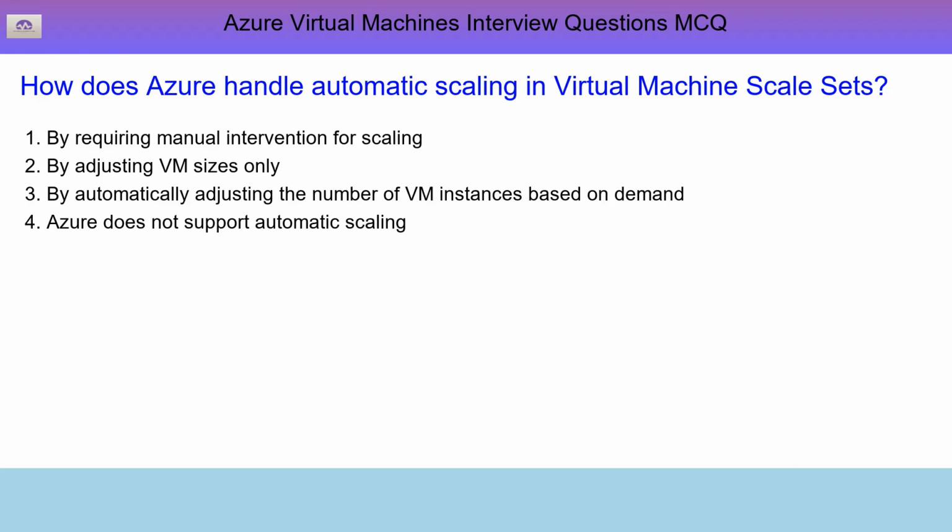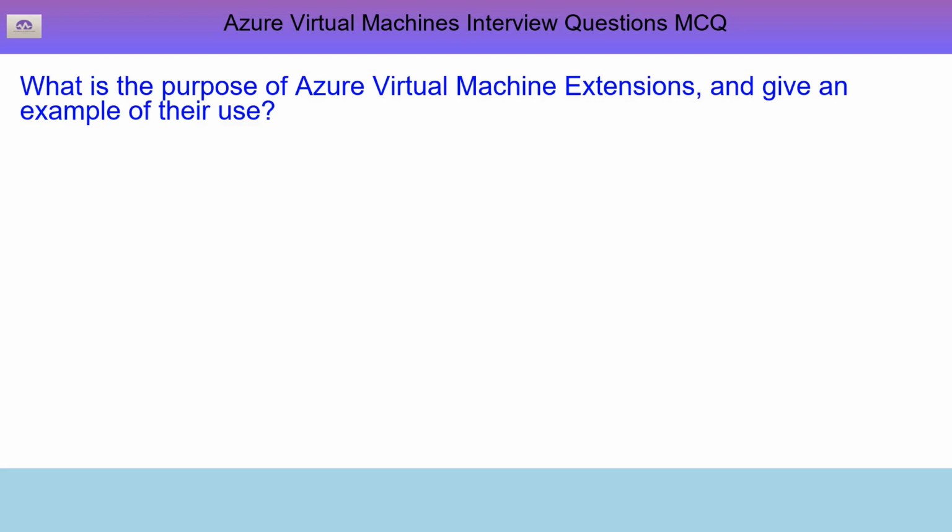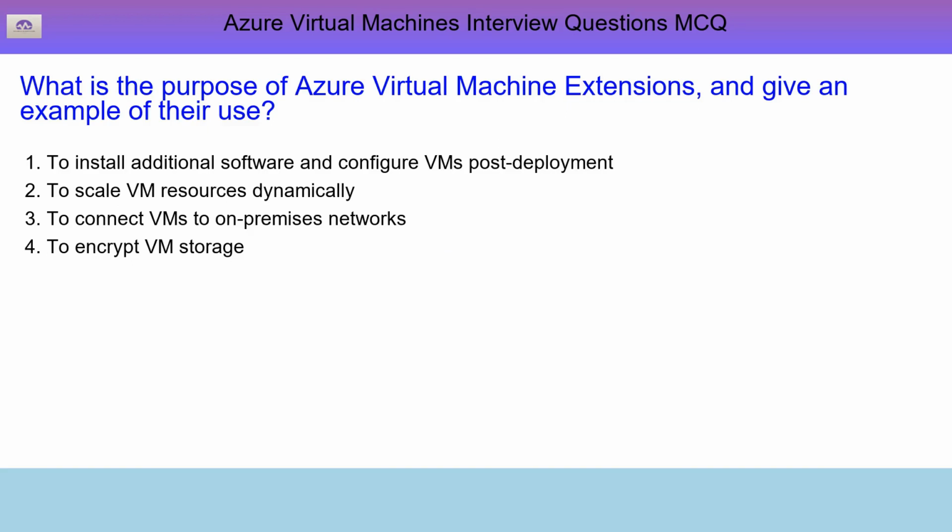4. Azure does not support automatic scaling. The correct answer is by automatically adjusting the number of VM instances based on demand. What is the purpose of Azure Virtual Machine extensions, and give an example of their use? Here are your options. 1. To install additional software and configure VMs post-deployment.